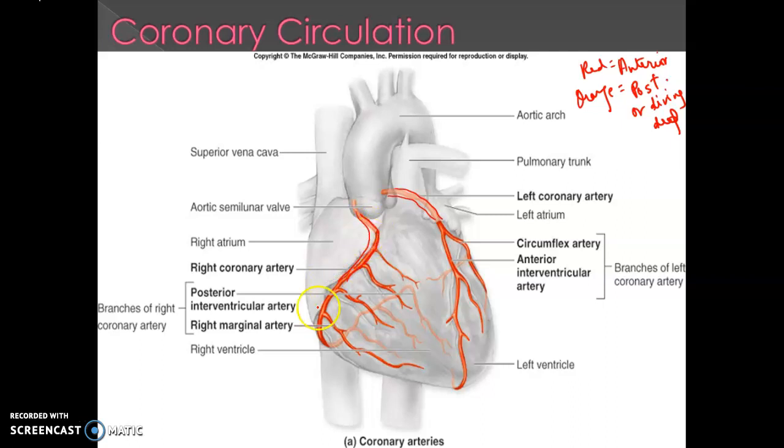Okay, so we have, let me see if I can change color. Okay, I'll make a new video.